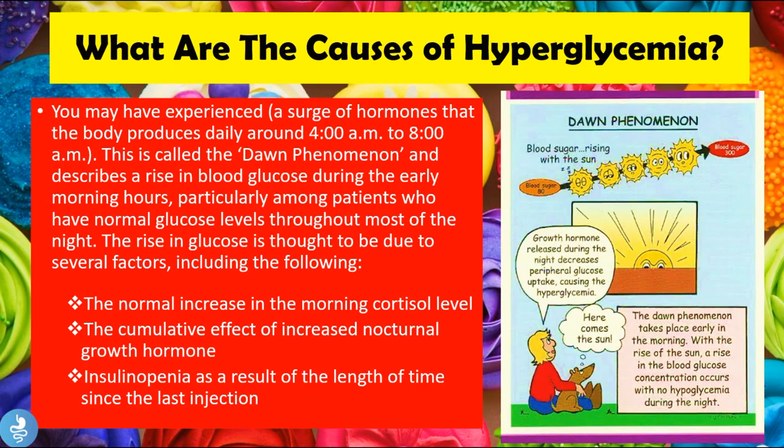So usually the growth hormone is released during the night and decreases the peripheral glucose uptake, which causes the hyperglycemia. We also have the patient taking their last insulin injection and then going to bed, so that 8 or 9 hours of sleep can severely increase the blood sugar level since the last insulin injection was taken so long ago. And of course, we have the normal increases in cortisol levels, which are also said to increase the blood glucose levels. So these are all contributing factors to the Dawn phenomenon, and this can also go on to cause hyperglycemia.